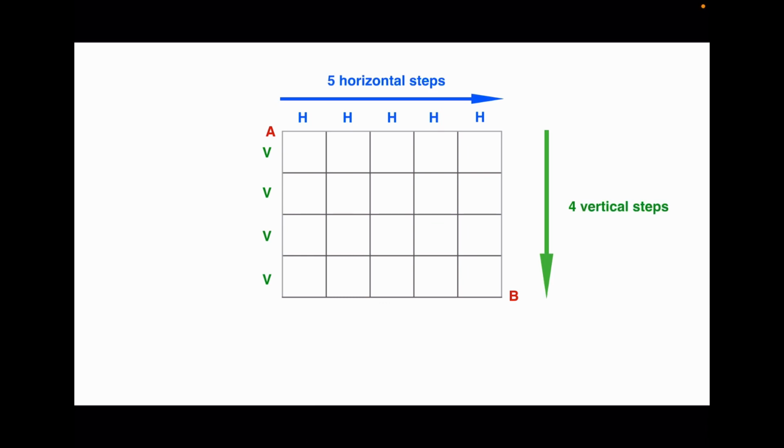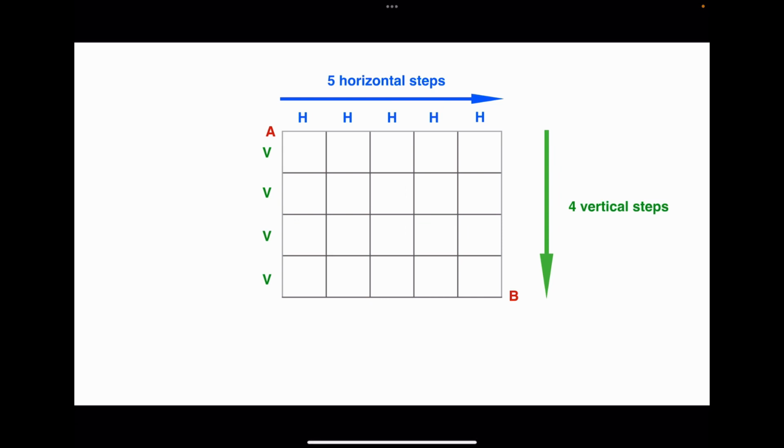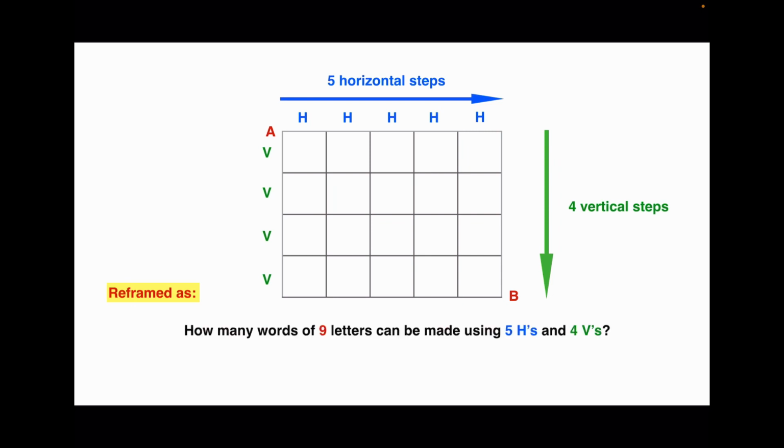So now if we generalize the problem in the context of this particular grid, we know that going from point A to point B requires us to take 5 horizontal steps and 4 vertical steps. So all possible shortest paths from A to B must be a combination of 5 horizontal steps and 4 vertical steps, which can be neatly reframed as a problem that we often encounter in permutation and combination, which is how many words of 9 letters can be made using 5 H's and 4 V's.